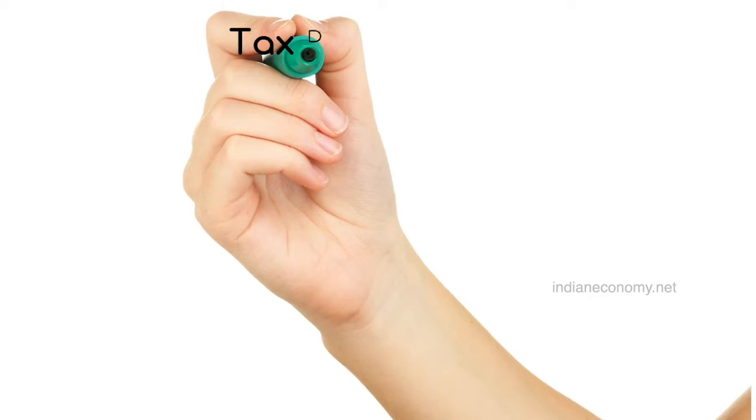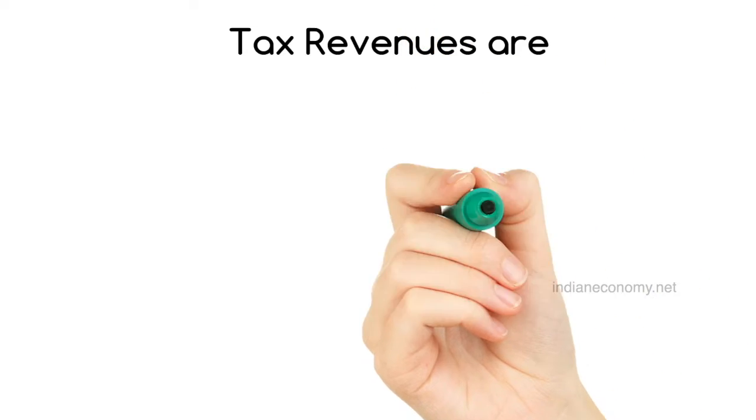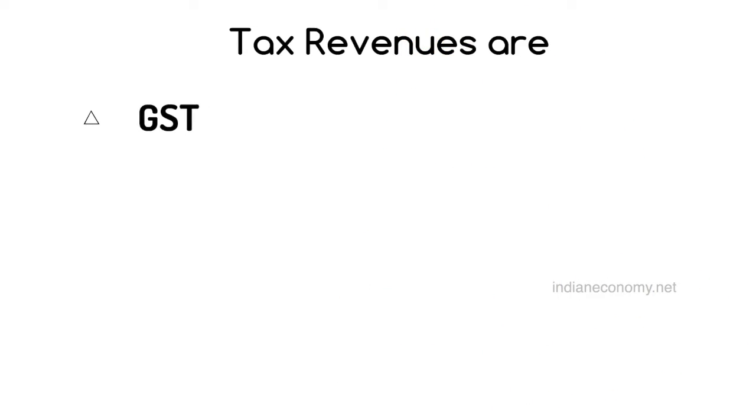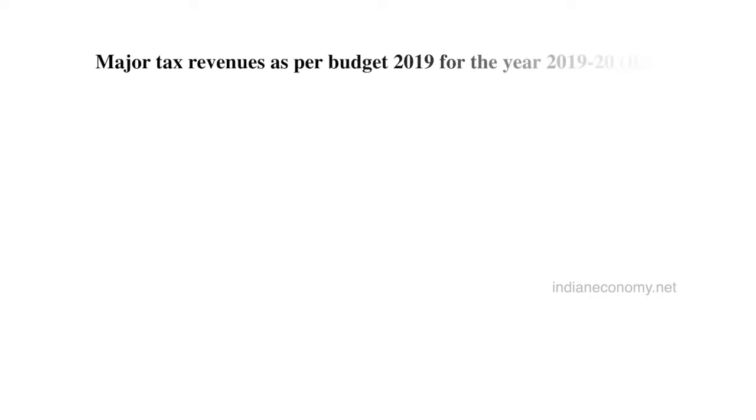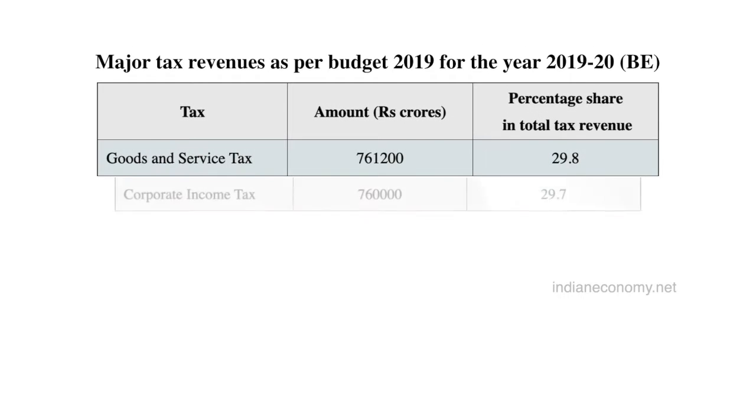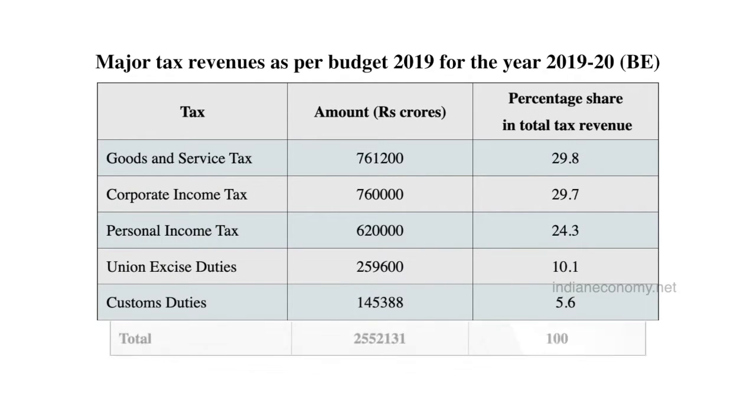And coming to the details of the tax revenue, you can see that the central government has different taxes, including the GST, the corporate income tax, the personal income tax, union excise duties, and customs duties. The table shown here indicates the size of the government's different tax revenues. We can see the share of different taxes of the central government for 2019, the absolute amount of the tax revenues as well as the relative shares in all tax receipts.